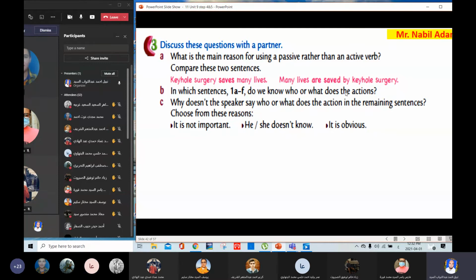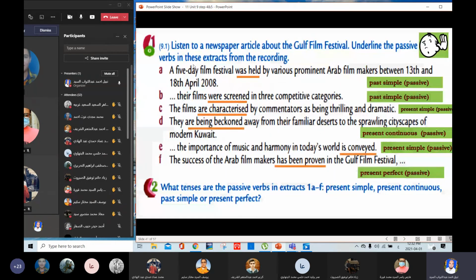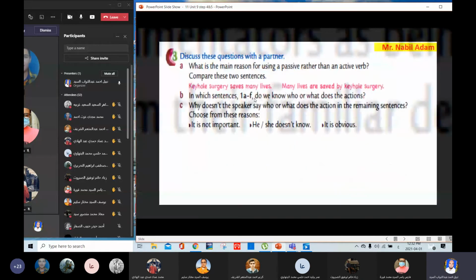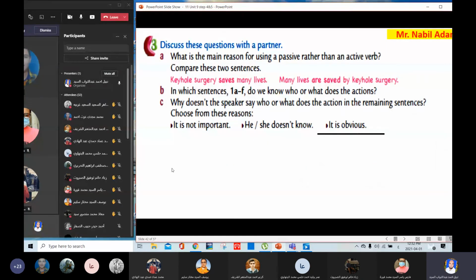Of course, we know who does the action here: by various prominent Arab filmmakers, by commentators. This is a doer. Their films were screened, so it's obvious. We can use the passive voice when it's obvious or when it is not important to know who does the action or when we don't know. My car was stolen. I don't know who does the action. I don't know who stole my car. I said my car was stolen.